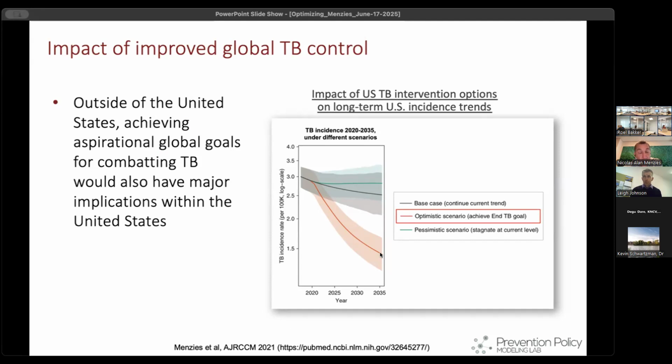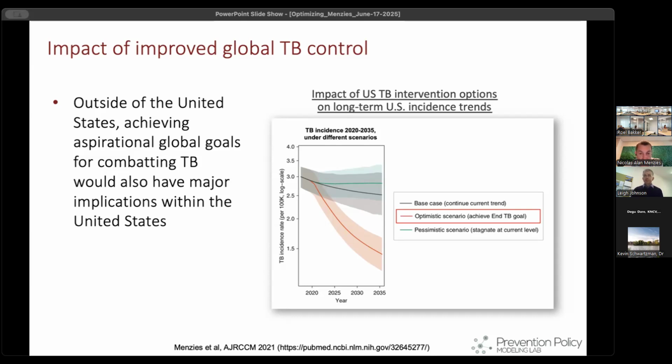And again, this is looking within the United States. This is saying within the United States, we'll actually do nothing differently. We'll just keep doing things the way we have. But what if countries from which migrants are immigrating to the United States are able to achieve better TB control? And I guess this green line is the pessimistic scenario of flat trends.